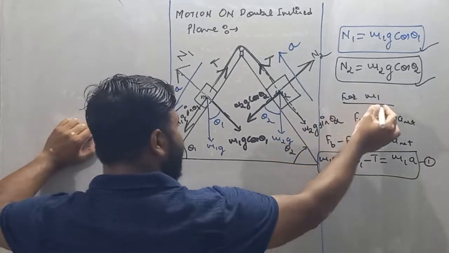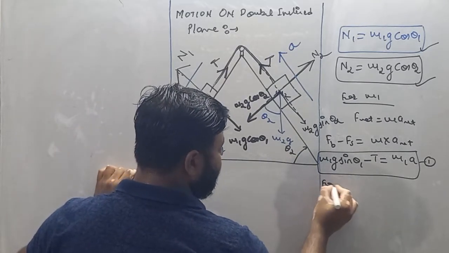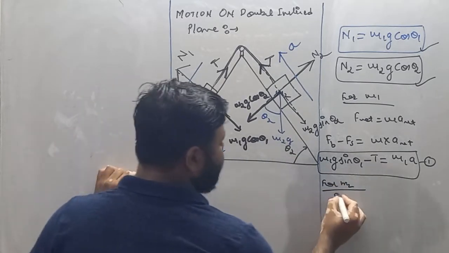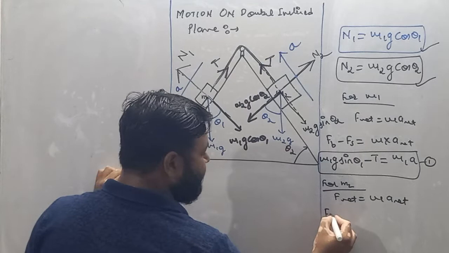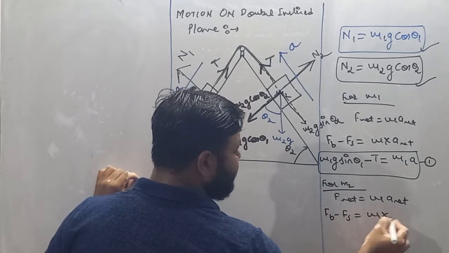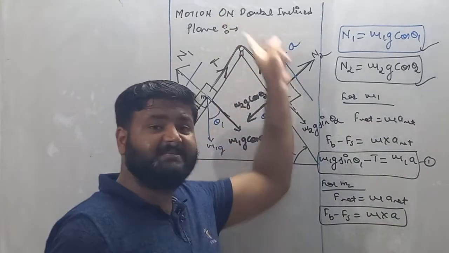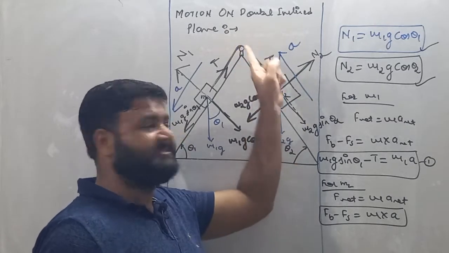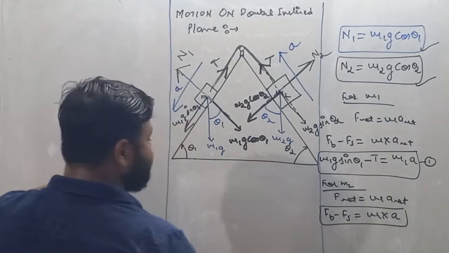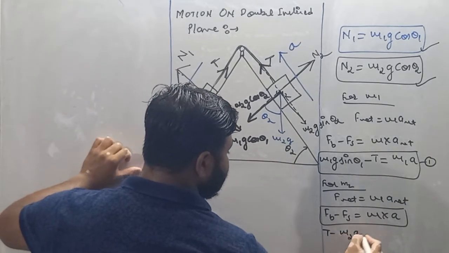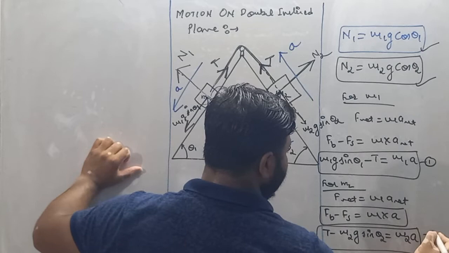Now I'll apply F net is equal to m a net for the second mass, that is m2. For m2, we know we have to apply the formula F net is equal to m a net. F net means bigger force minus smaller force is equal to m into a. Now see, my dear student, as the acceleration is in the upward side and the force tension is in the upward side, so tension minus m2g sin theta 2 becomes equal to m2a. So I'll write T minus m2g sin theta 2 is equal to m2a. This is our second equation.